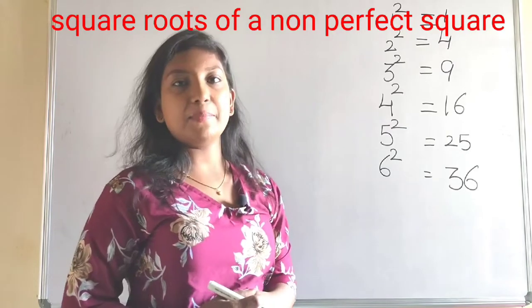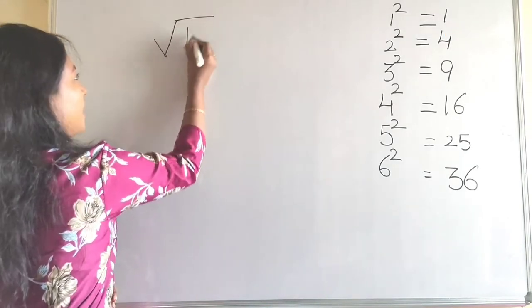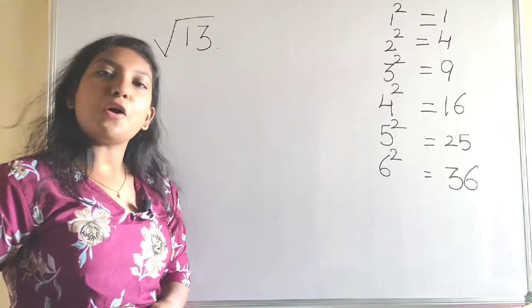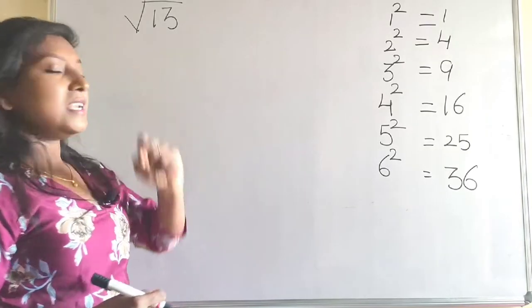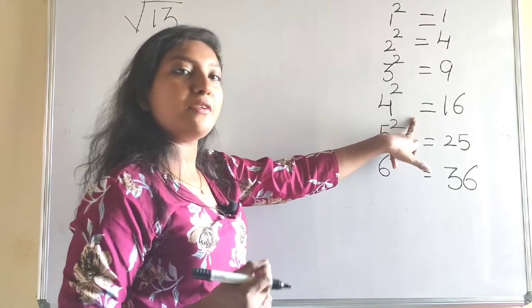Today's session is going to be on the topic finding square roots of a non-perfect square. Let's start with examples. So here I am taking square root of 13. 13 is a non-perfect square. So now we have to find the square root of 13. Check. 13 is nearer to which squares? 13 is nearer to 3 square and 4 square.